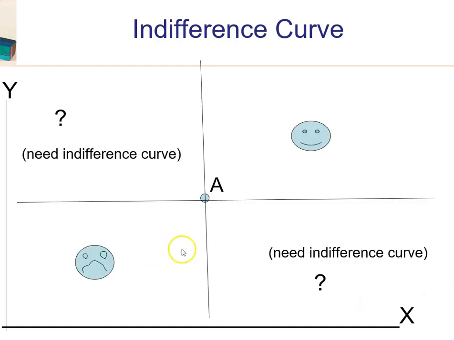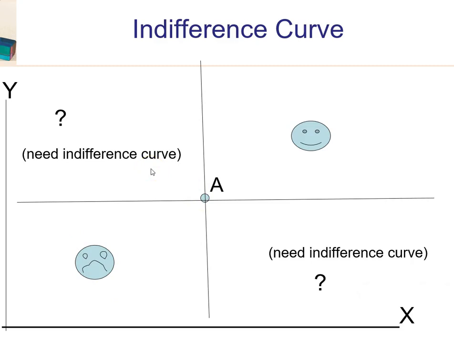So I've just sketched this region, the happy, smiley face region, that you like more than bundle A. Any bundles that lie here in the southwest region, I've sketched a frowny face, you like these less than bundle A. But what's unclear is what happens if we're in this quadrant to the northwest of A.